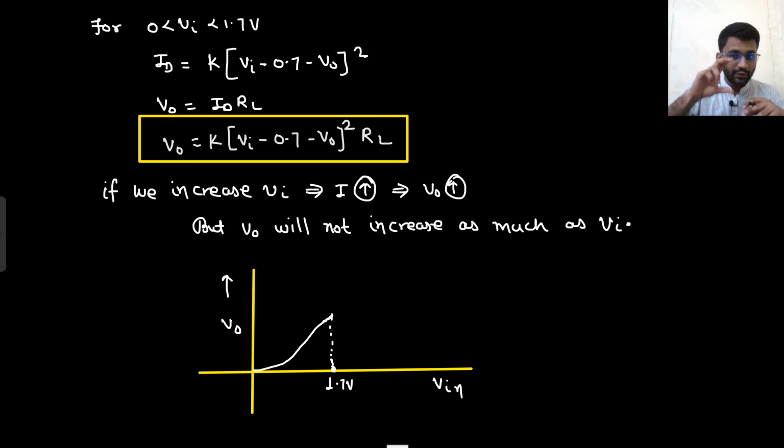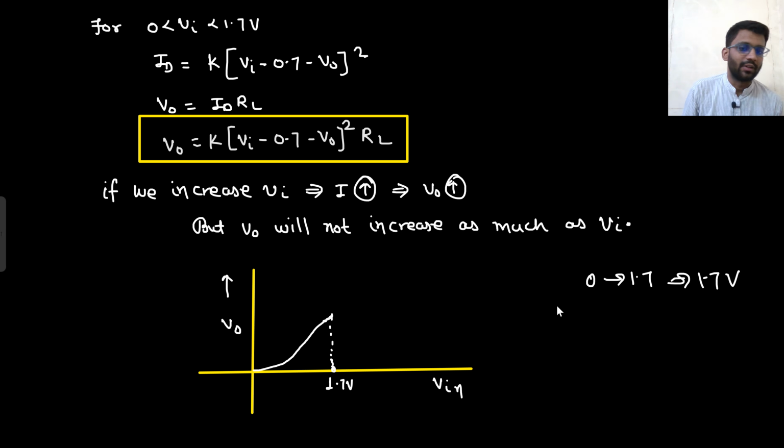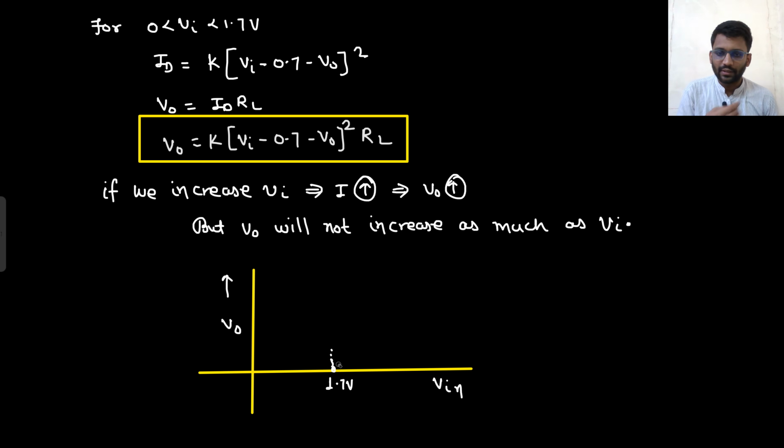Are you getting this point? Because V naught is increasing, but not as much as V in. V in has increased from 0 to 1.7 volt. The increase is 1.7 volt. But in case of V naught, it will not increase that much. Practically, it will increase nearly around 0.2 volt or 0.3 volt only. Very less it increases. So it increases very less. I will draw a better diagram.